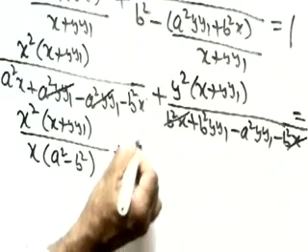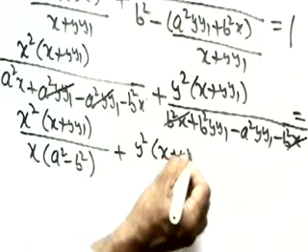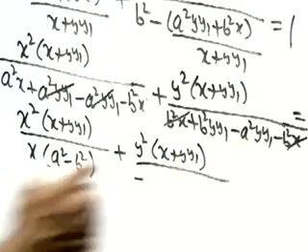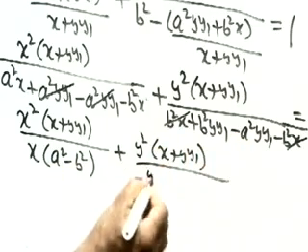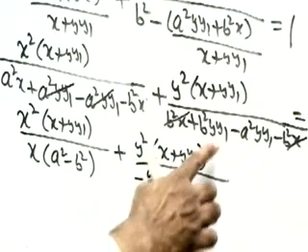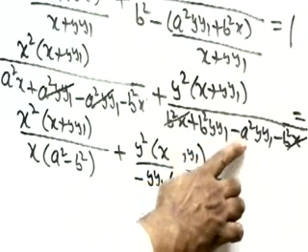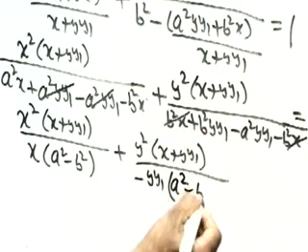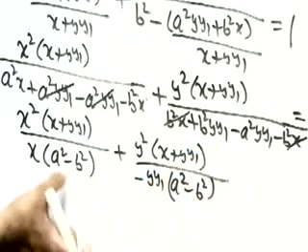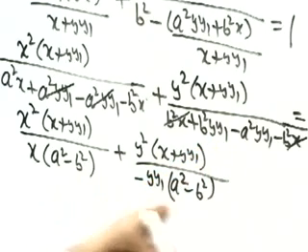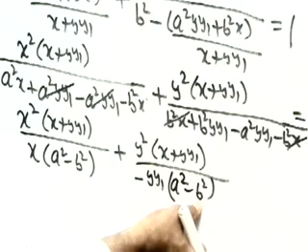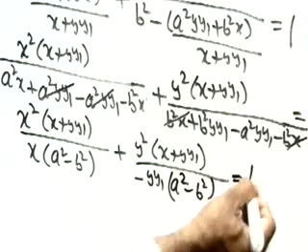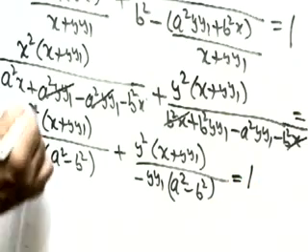Let me take common from these 2. See here, y square into x plus y1 divided by, let me take minus common here. If we take minus y1 common, this will become plus a square and this will become minus b square. Why have we taken minus common? Now these 2 will be the same, a square minus b square. We can take common in the next step. Therefore we have taken minus common, equals to 1.